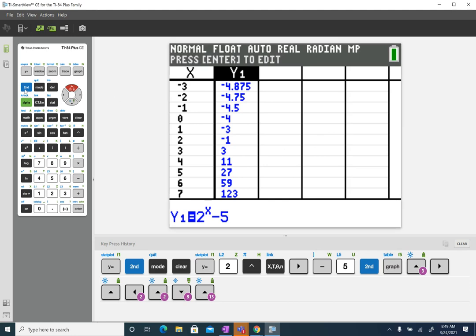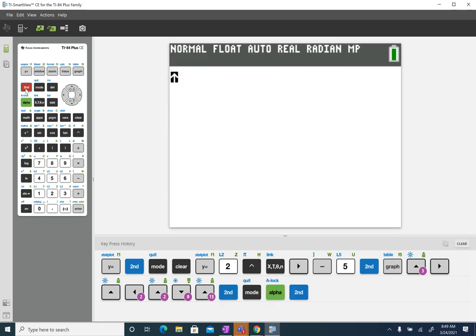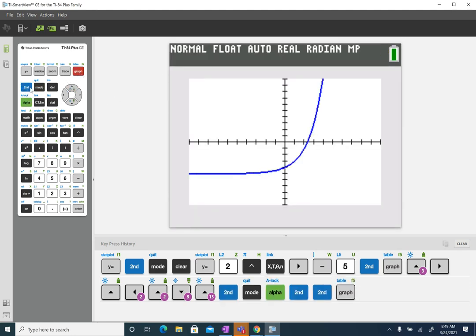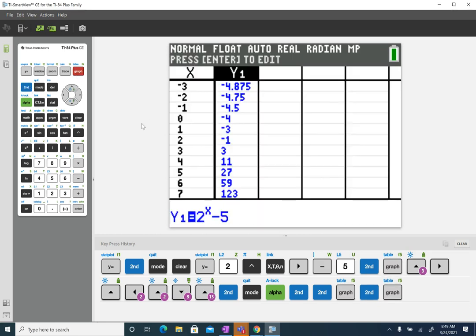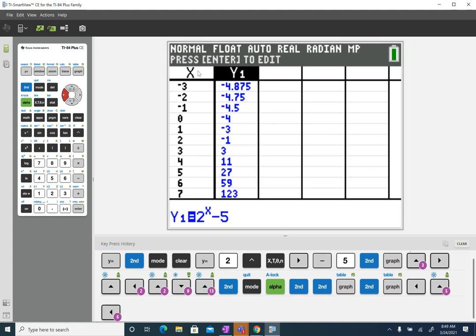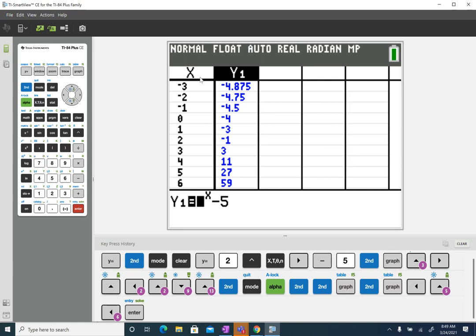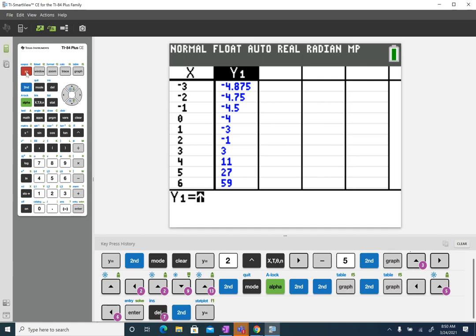So hang on, clicked on something weird. Oops, there's my graph, spoiler alert. We're going to get to that in a second. I'm going to go ahead and continue. Hold on. I don't know why I'm in the Y column and not the X column. Sorry.